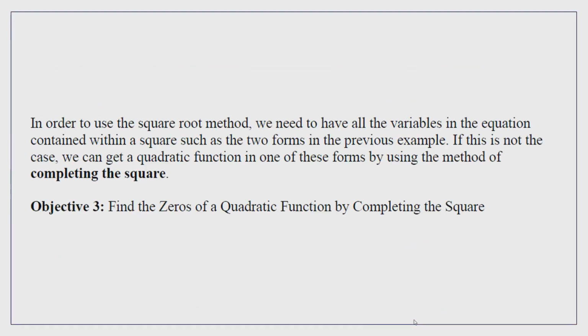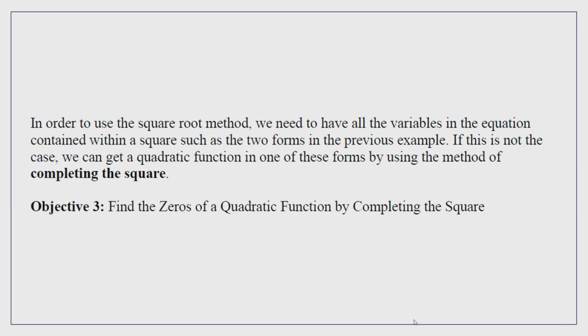So in order to use the square root property or method, we need to have all the variables in the equation contained within a square, such as the two forms in the previous example. If this is not the case, we can get a quadratic function in one of these forms by using the method of completing the square.